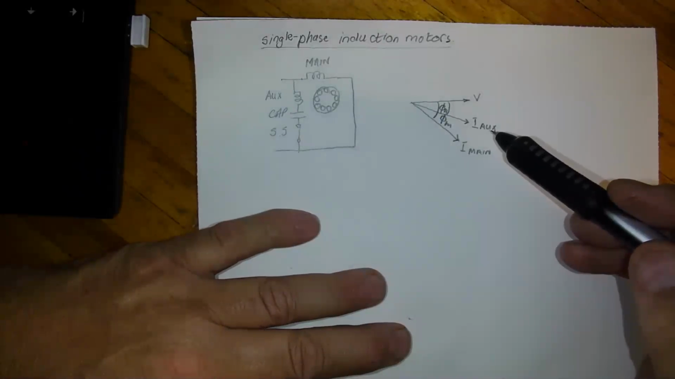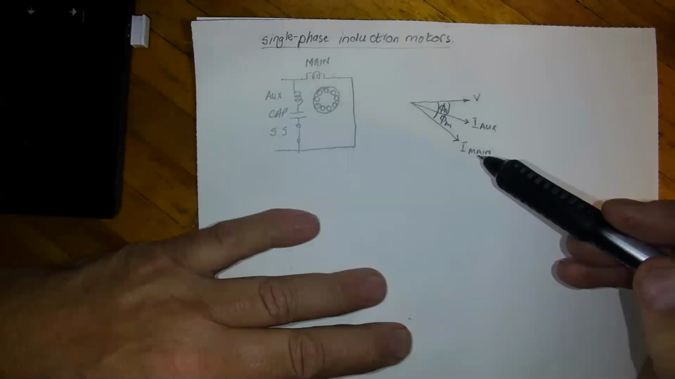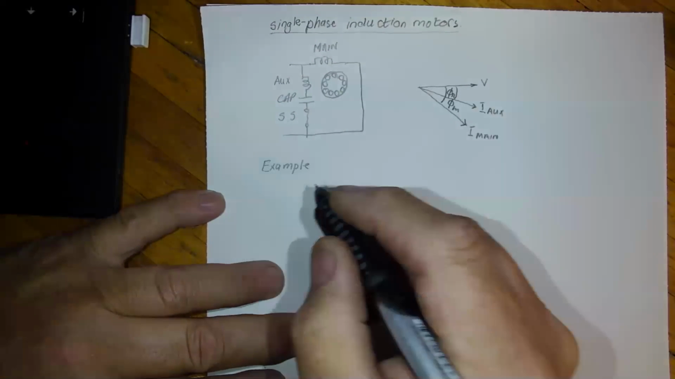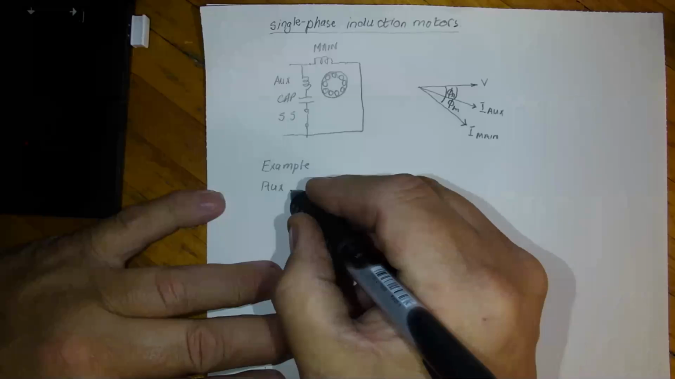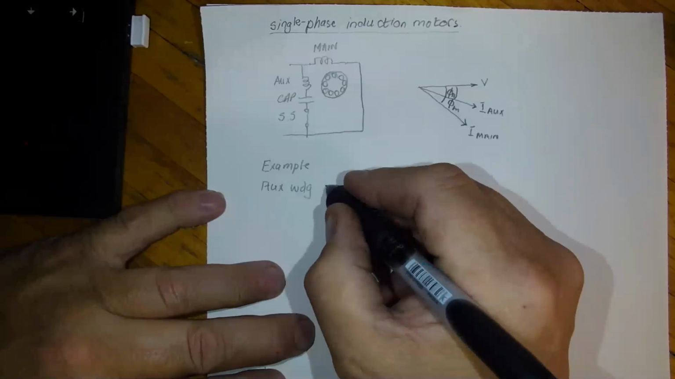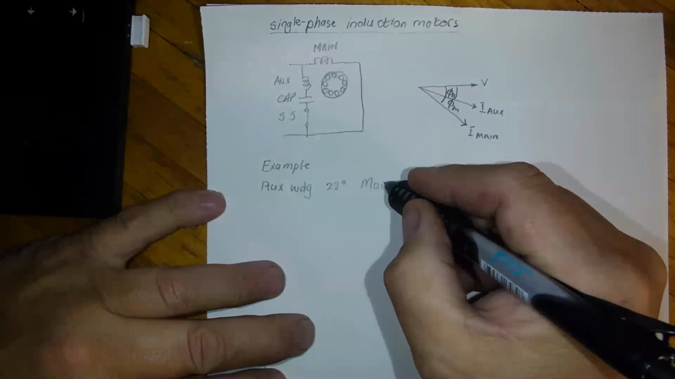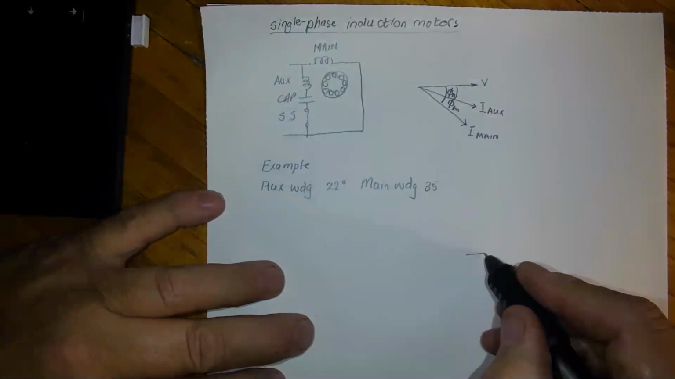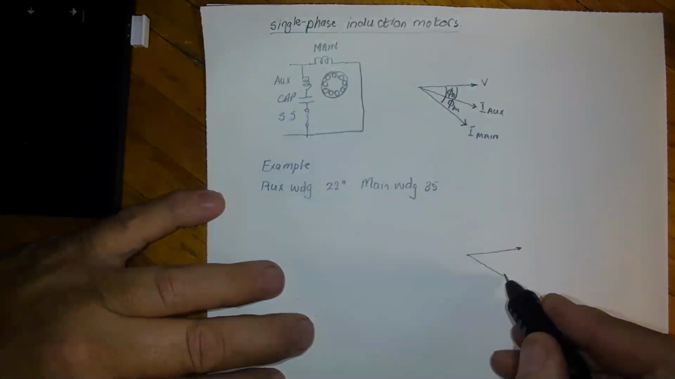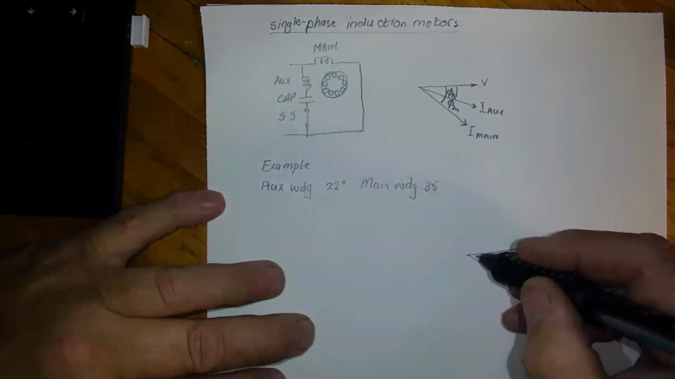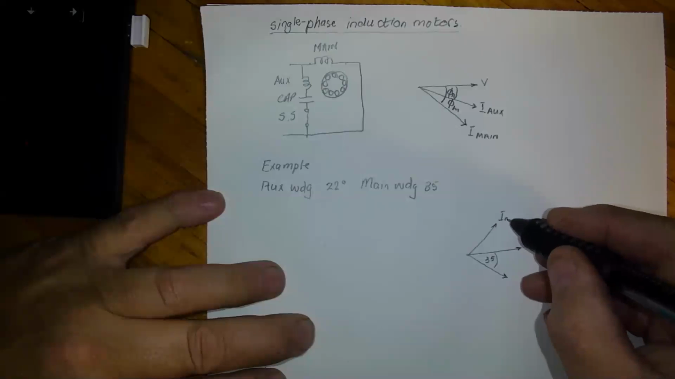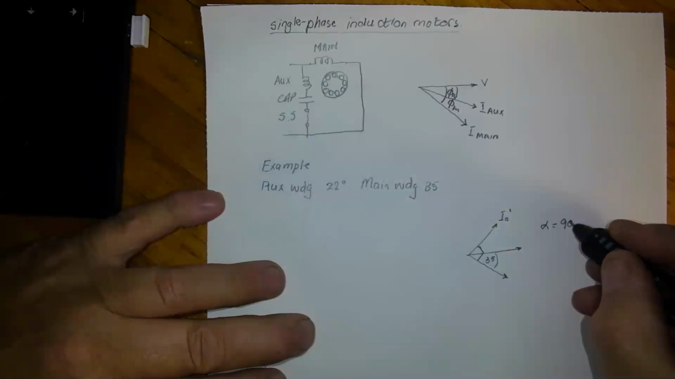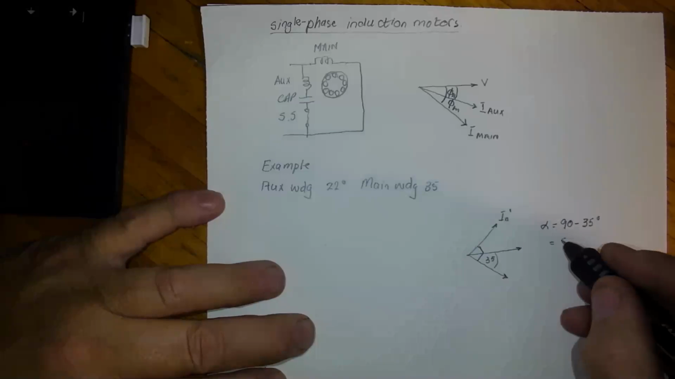And the auxiliary winding lags behind by a certain angle, and the main also. So now let's consider an example where the auxiliary winding phase angle is 22 degrees and the main winding is 35 degrees. Now, what we want is, if that is the main winding, which is 35 degrees, we want to move the auxiliary upwards so that we have a 90-degree phase shift there. And the angle alpha is equal to 90 minus 35 degrees, which leaves us with 55 degrees.